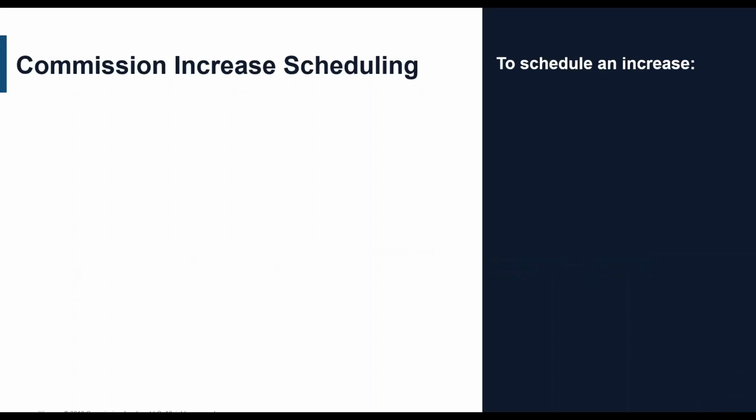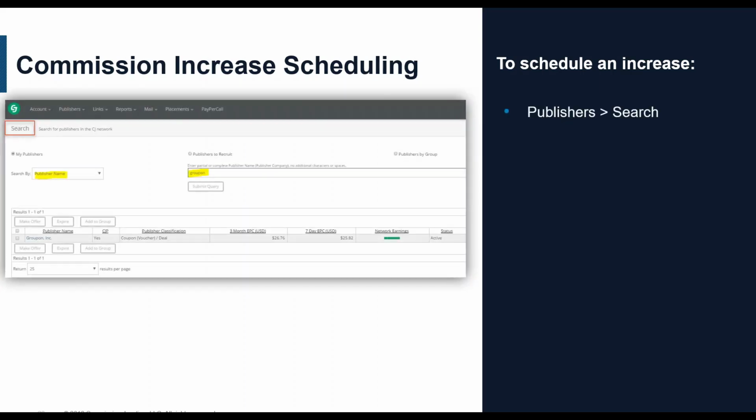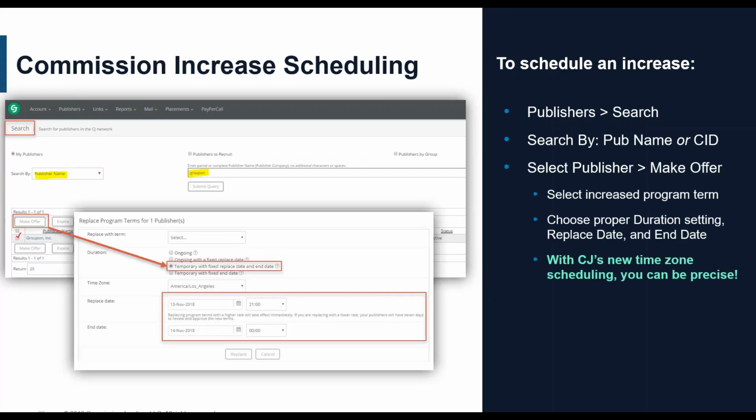Starting with commission increases, as they do require some forward planning, more forward planning than a flat fee processing, navigate within the CJ Account Manager to find your publisher using the Publisher's Search page. So here you can see we've searched for Groupon, we searched them by name, and here they are. You can search by name or search by publisher CID. That's always a very reliable way to do it.